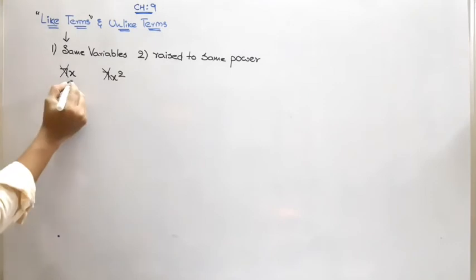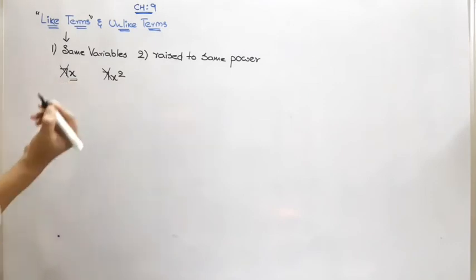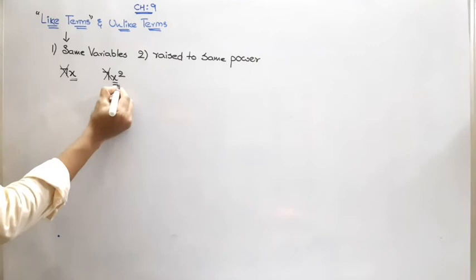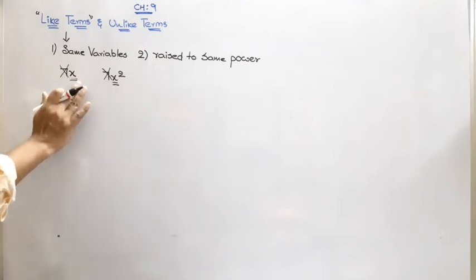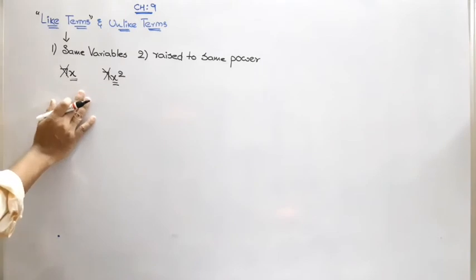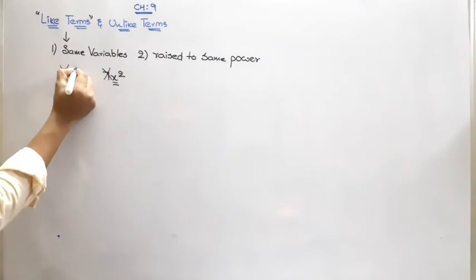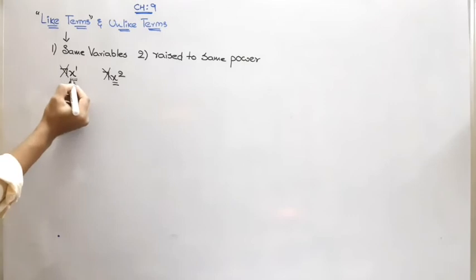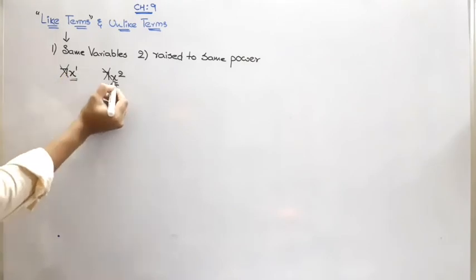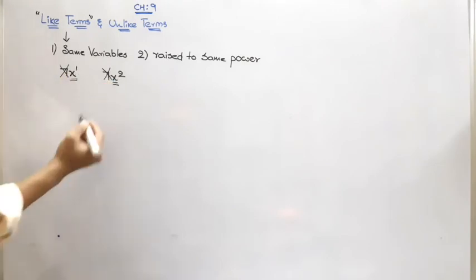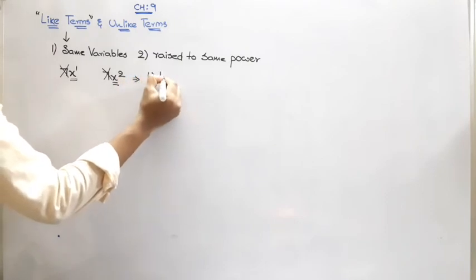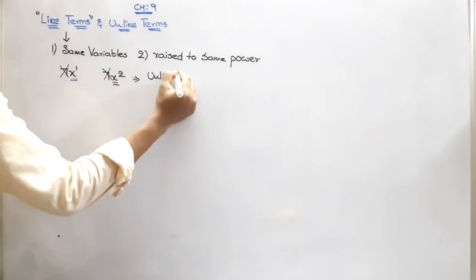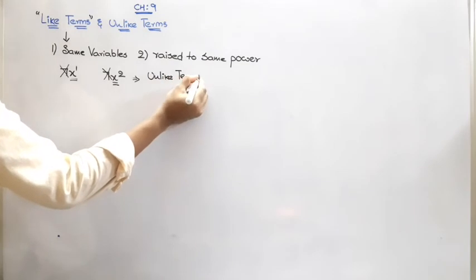What is the variable here? x. And what is the variable here? x. So through this, we cannot decide that the given terms are like terms, because if there is no power written, we take it as 1. Here x is raised to the power 1, whereas here x is raised to the power 2. Hence these are not like terms, then automatically they are called unlike terms. Hope you are understanding, children.